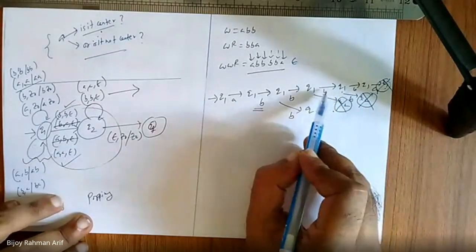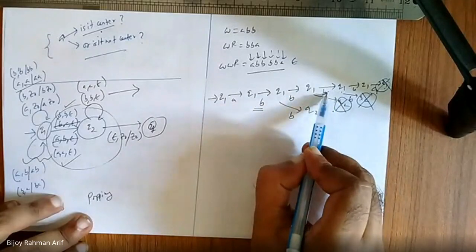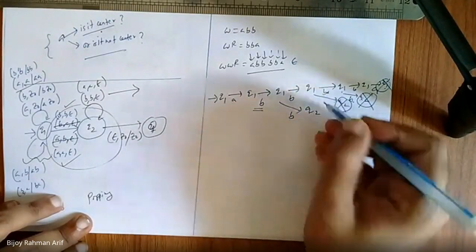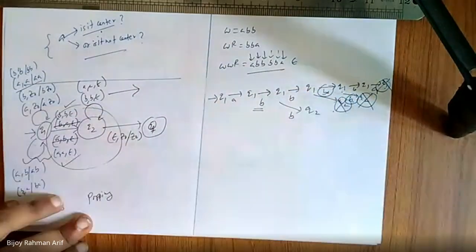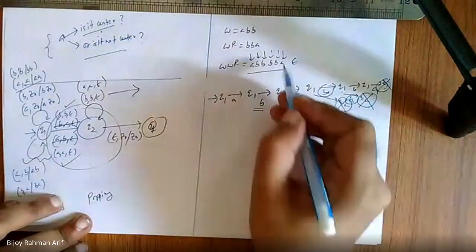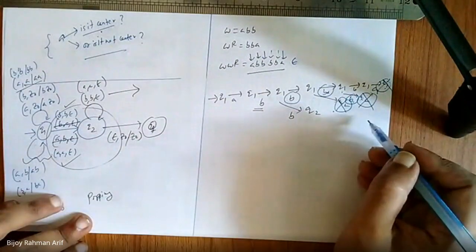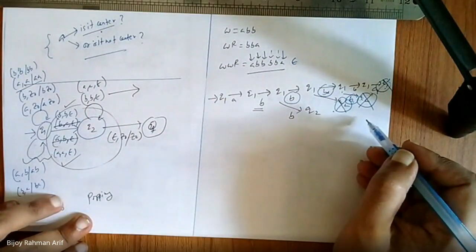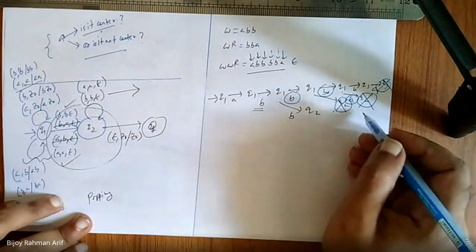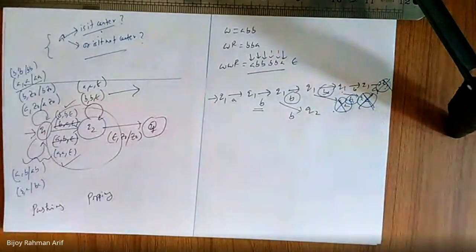So top of the stack is B. Top of the stack is B, I get another B. So what I'm going to do, I'm going to pop, right? Then top of the stack is B, I get A. What I'm going to do? Top of the stack is B, I get A. So what I'm going to do? Now I'm going to terminate. Did you get it?